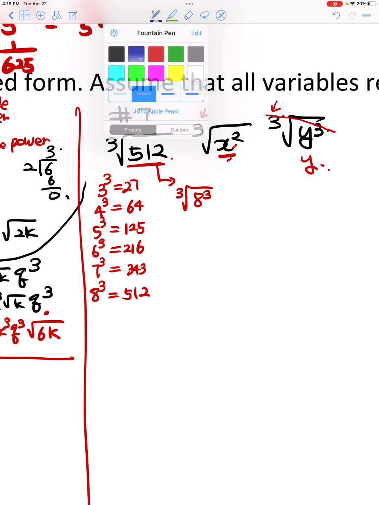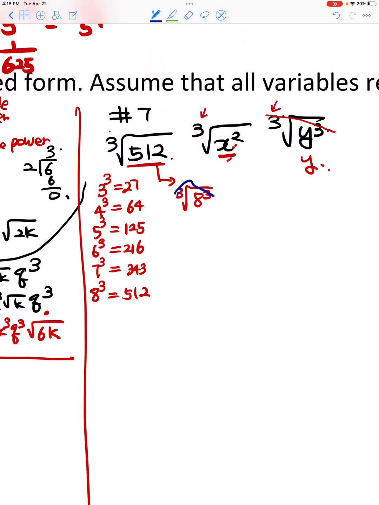For the same reason, I'm able to take the outside, this cancels each other, right? So it's 8 coming out. This y is coming out. So the final answer is 8y outside, and you got the cube root of x squared. Okay. Number 8.